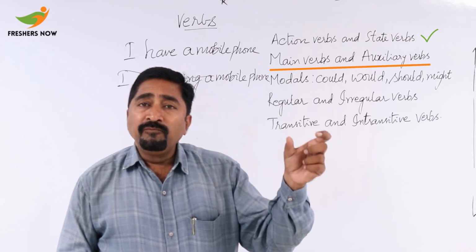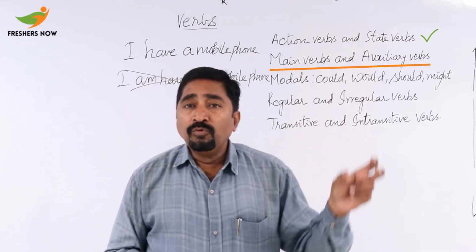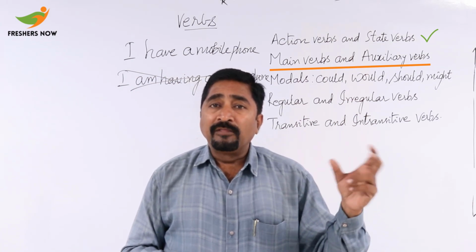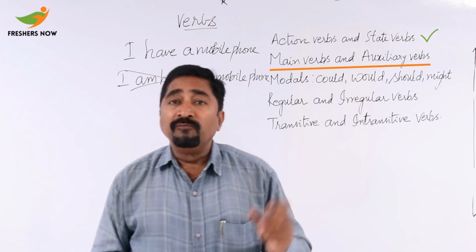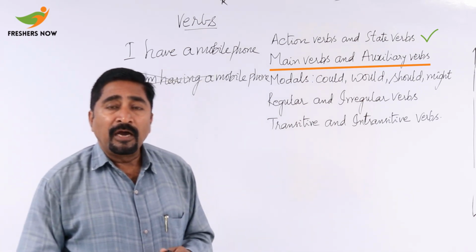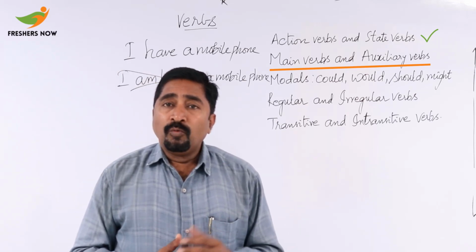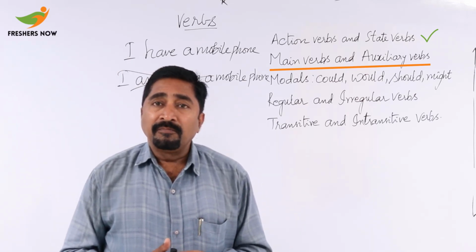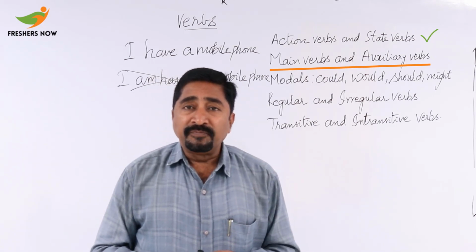Here, the main verb is the root verb, as we call it. That is the other way of calling it, verb 1, V1. And V1 is, for example, see, write, ring, speak, watch, observe, follow. These are what we call the main verbs.